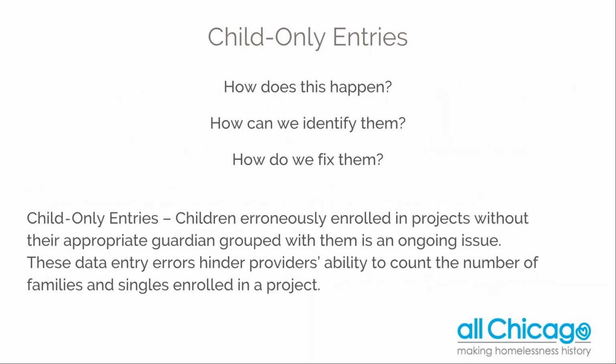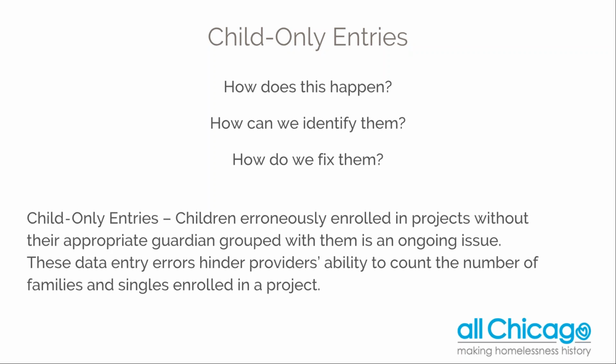So let's talk a little bit about child-only entries. How do they happen? How can we identify them? And how do we fix them? On the DQ report, it's easy to identify because we list them out for you. So this webinar will be mostly concentrated on helping you fix those child-only entries. What is a child-only entry? It's when children have erroneously been enrolled into projects without their appropriate guardian grouped with them.